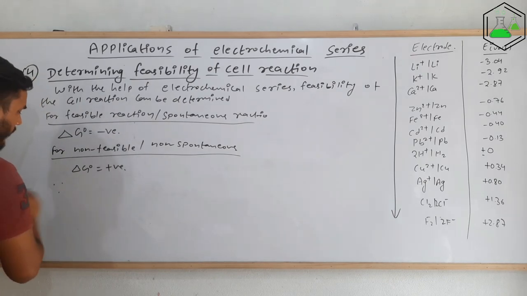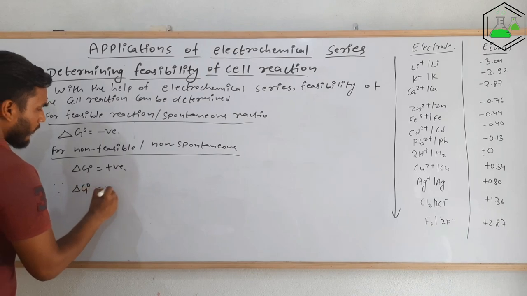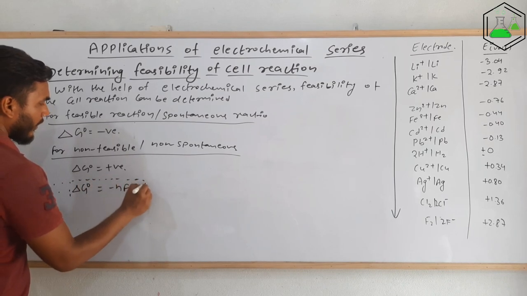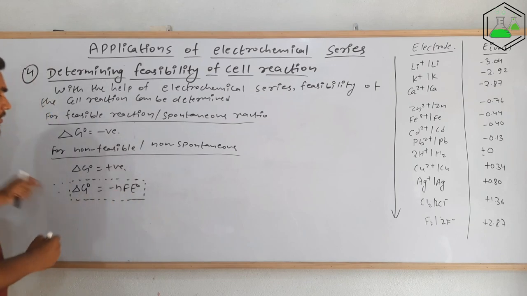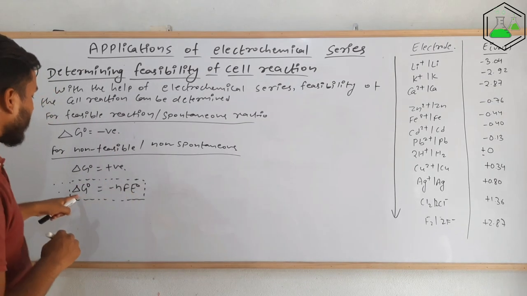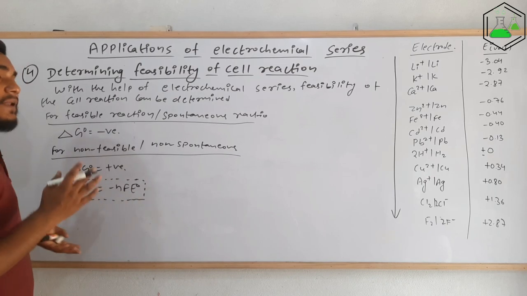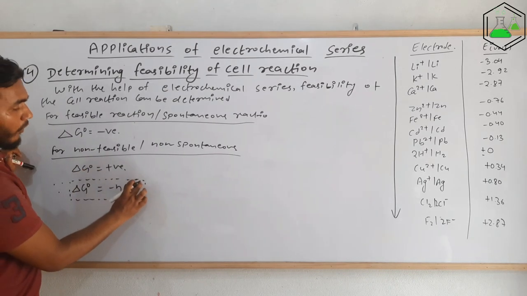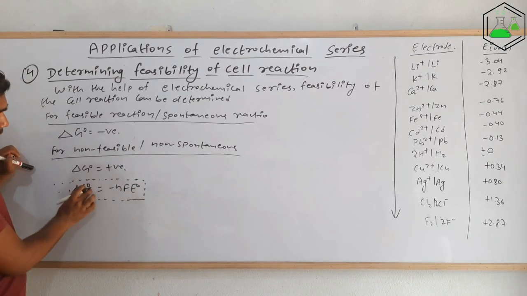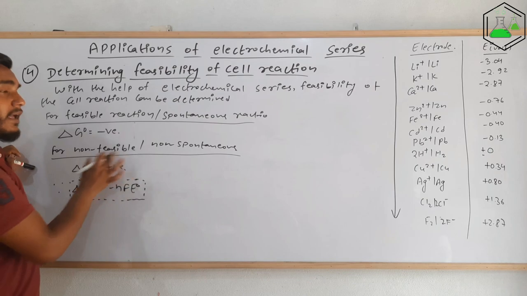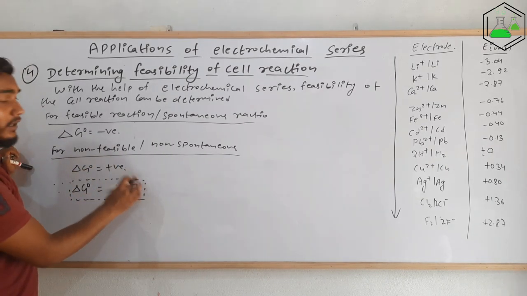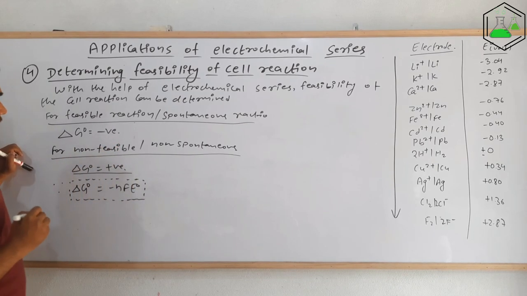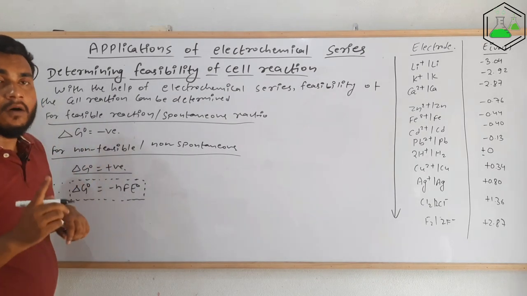And there is a formula, since we know that del G naught is equal to minus nFE naught. This formula is also called the bridge between electrochemistry and thermodynamics, because this E naught is a part of electrochemistry and this del G naught is a part of thermodynamics. So from this formula, what can we know over here? See, if the value of E naught is positive, then the value of del G naught will come negative because of this sign. So that reaction will be spontaneous. And if the value of E naught is negative, then this minus minus will give a plus, positive value of del G naught. And as a result of that, that cell reaction will be non-feasible or non-spontaneous.